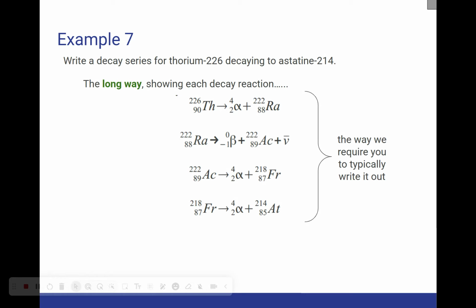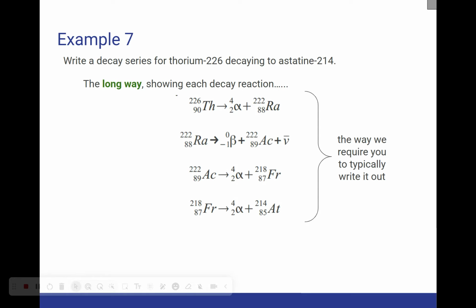Now, what I'd suggest is you might want to pause the video here for a moment, because I did go through those quickly, and just trace as the daughter nucleus of one decay becomes the parent of the next, and double check that you can see that all of the rules for conservation of nucleons and charge have been followed all the way through. And remember, this is the long way. This is the full way to show it so that we see absolutely everything.